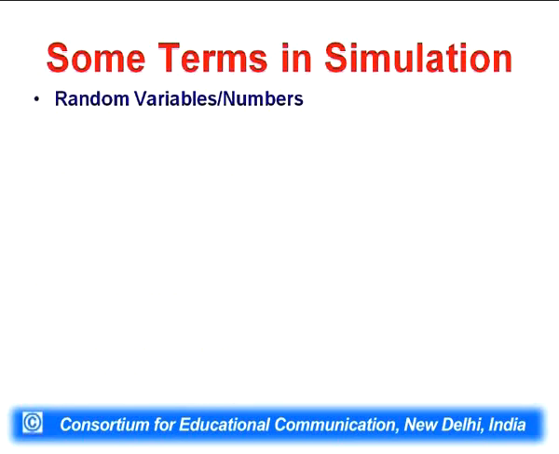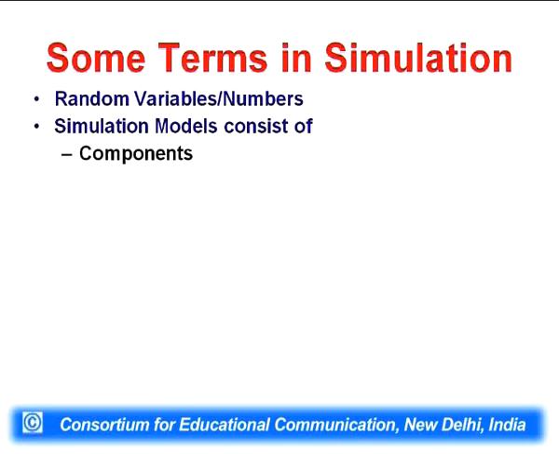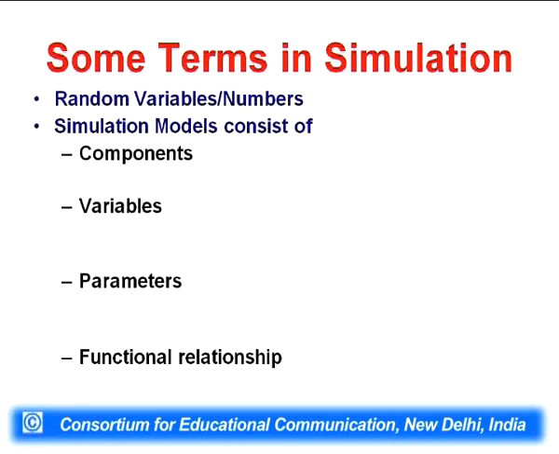First is random variables and numbers. Simulation models consist of what? Components, variables, parameters, and functional relationships. Four things we are going to discuss. Components, variables, parameters, and their functional relationship.